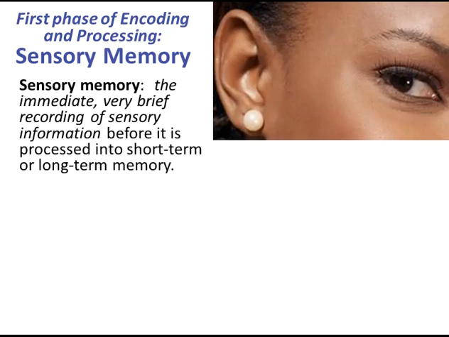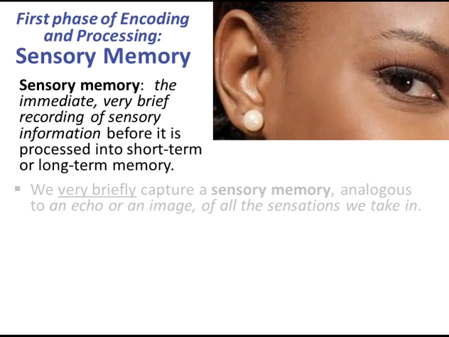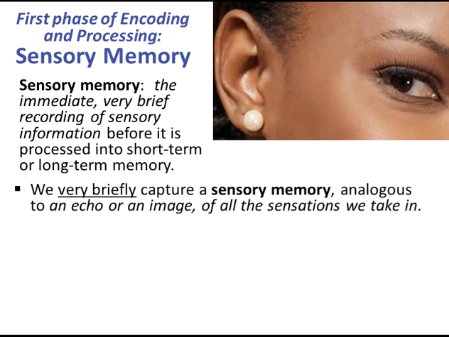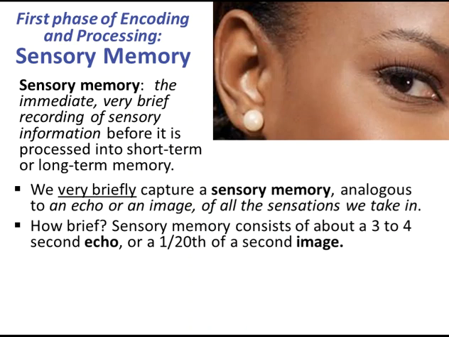So the first phase of encoding and processing is our sensory memory. The immediate, very brief recording of sensory information before it is processed into short-term or long-term memory. We very briefly capture a sensory memory, analogous to an echo or an image of all the sensations we take in. How brief? Sensory memory consists of about a 3 to 4 second echo, or 1/20th of a second for an image.